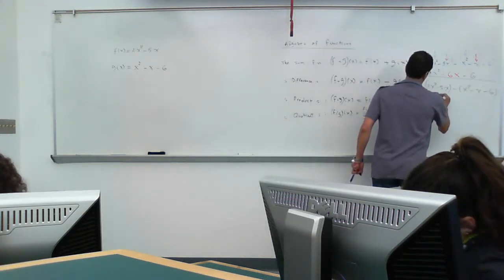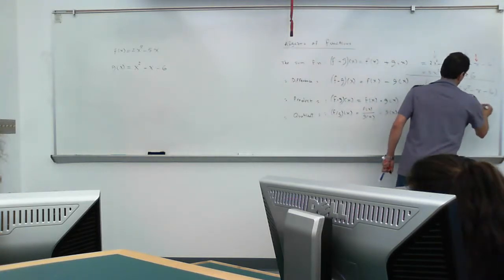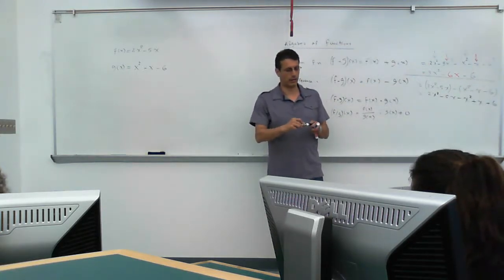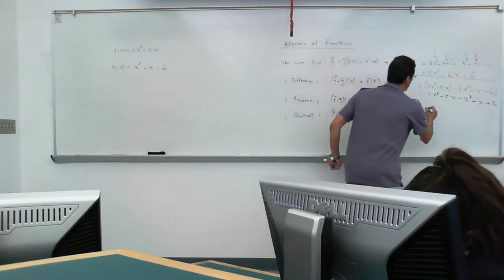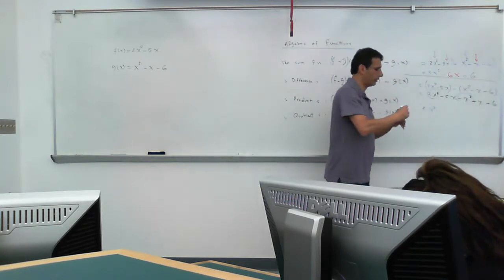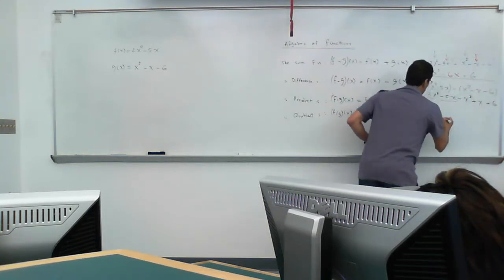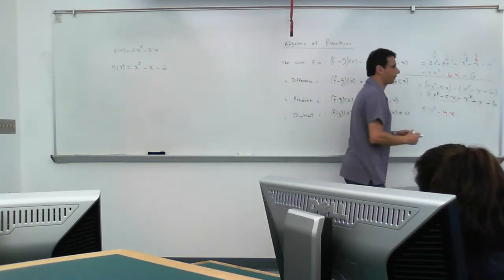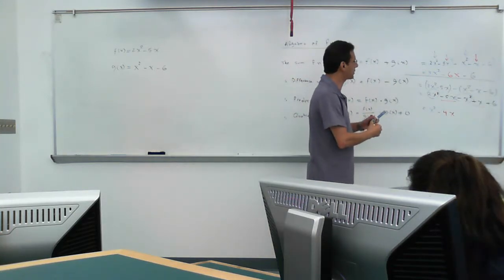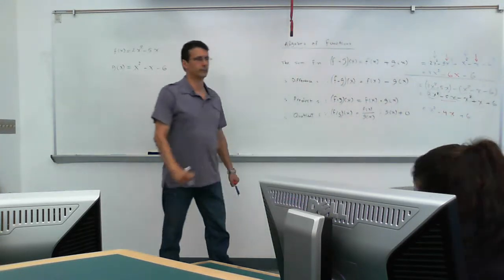So this is 2x squared minus 5x minus x squared plus x plus 6. Is that correct? So what's the answer now? We have x squared. Right, everybody? What else do we have? Minus 4x, right? Because minus 5x and positive x add up to negative 4x. Finally, the constant. Does that make sense?